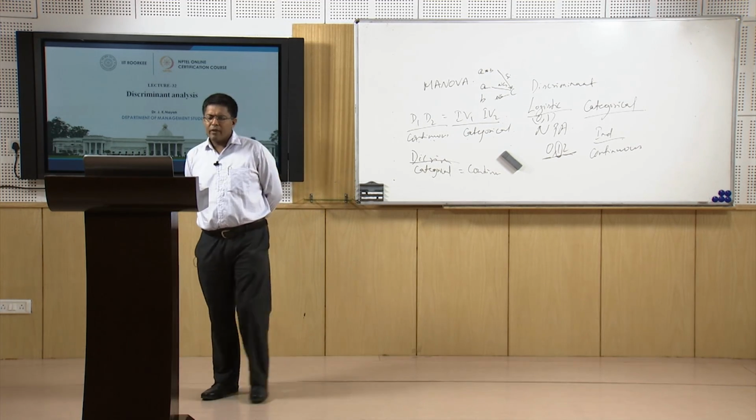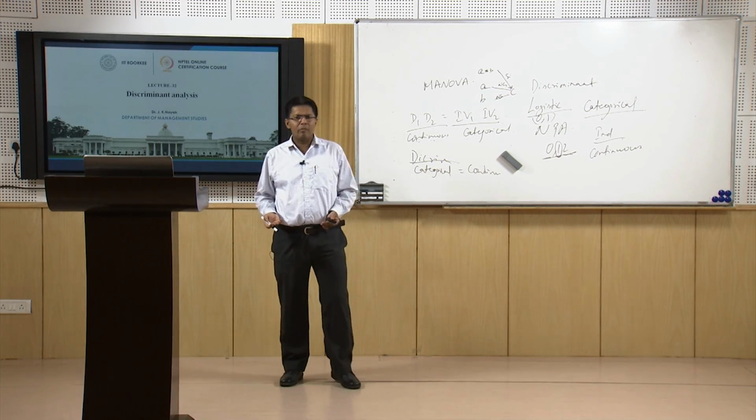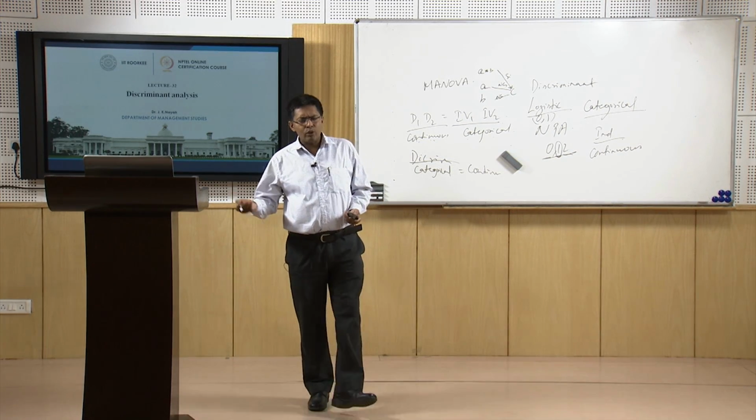Now if you see, for example, this is a case. There are 3 groups, the McDonald's, the Burger King and the Wendy's. Preference for tasty burgers is low and high, and income of people is low and high. These dots are nothing but the respondents. So can the respondents be clearly differentiated into different groups on the basis of their income and their preference for burgers? Well, this is just to show, right.